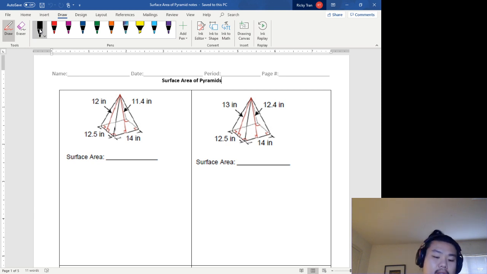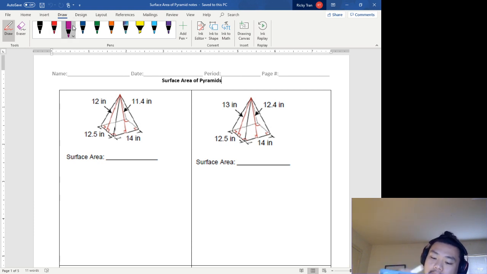Okay, let's begin. So, for today, we're doing pyramids. Pyramids are very similar to prisms, except it's a different type of shape. All right, again, it's very similar. You have to make sure you depict which triangles are similar and which are different, like how many of each different type of triangle you have.